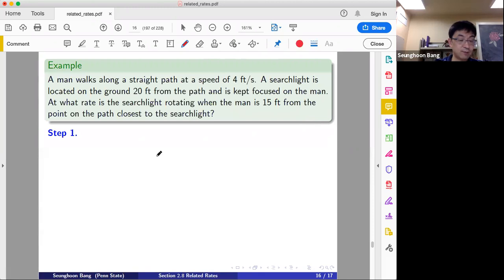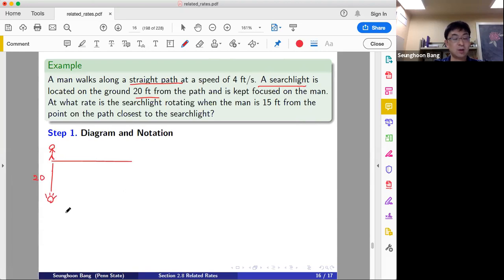What is the diagram? The diagram is next. We have a straight path, with the man standing on the straight path here. The searchlight is located on the ground 20 feet from the path. This is the searchlight, so this distance is 20 feet.